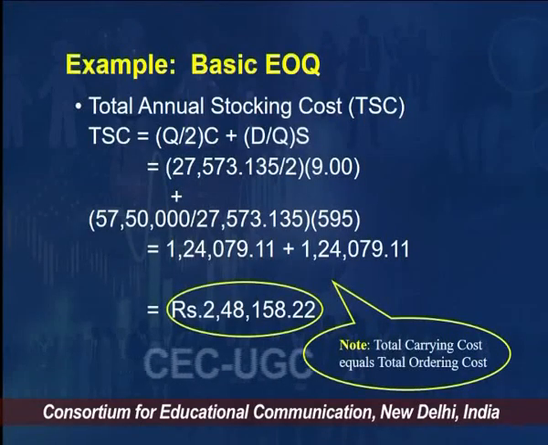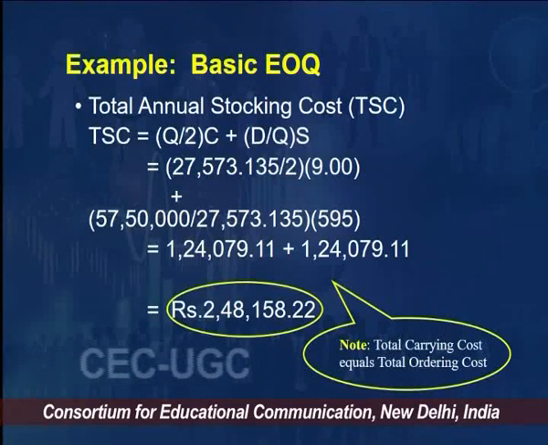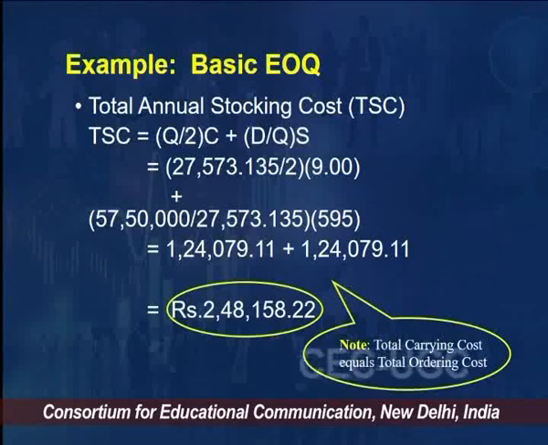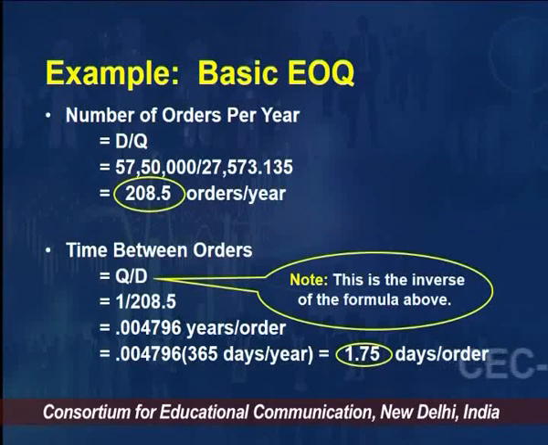Then further, for total stocking cost, you have to add holding cost plus the ordering cost. In the formulas, put the values and you will see, on this slide, that ordering cost is equal to the carrying cost, and so these are the total costs. Then you calculate the number of orders per year: D upon Q, the total demand divided by the quantity per order. You put the values and get 208.5. And the time between two orders is the reciprocal, Q upon D. You put the values and multiply by 365 to calculate the days, so you get 1.75 days per order.